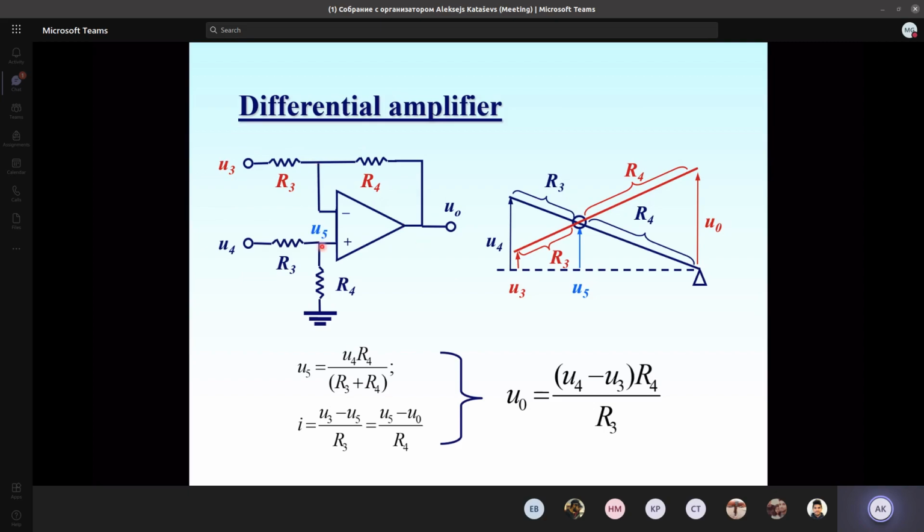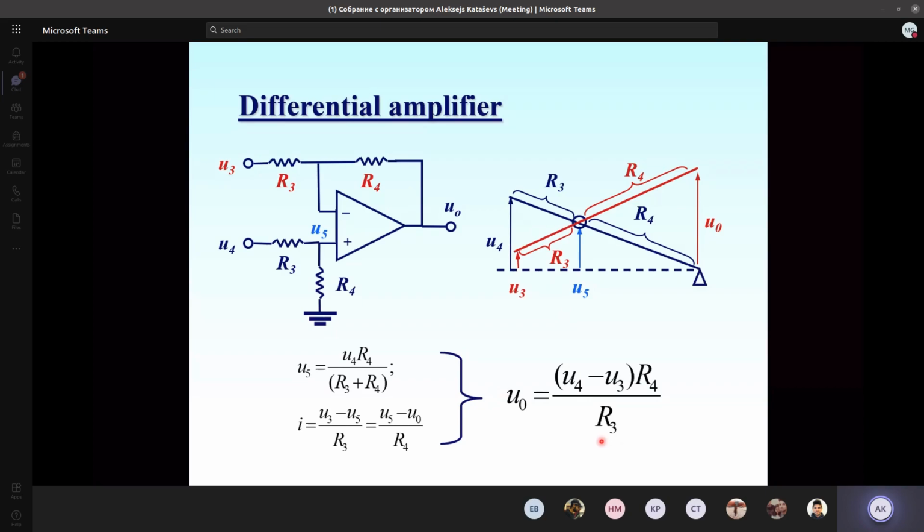And you may try to prove it. Just try to repeat our calculation, replacing the R3 and R4 here with some other resistors in some other notation, like R3 prime, R4 prime, and look at how the output voltage will be related to the voltages U3 and U4. You could easily find that the relationship between the output voltage and the difference in input voltages will be like that.